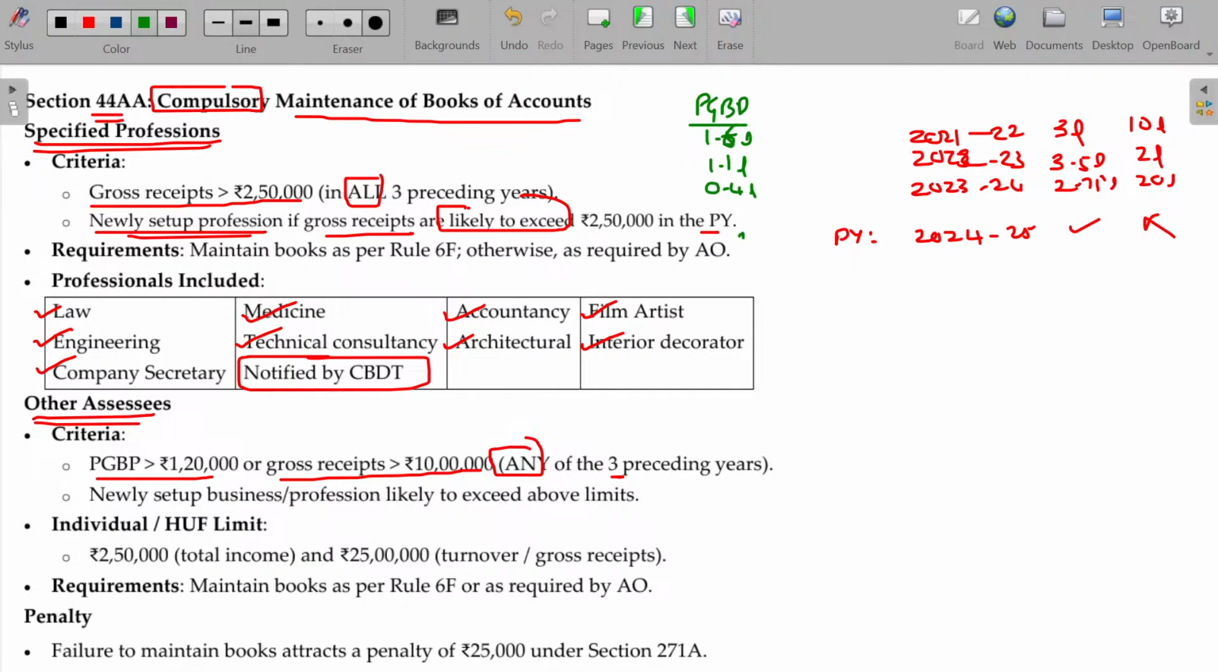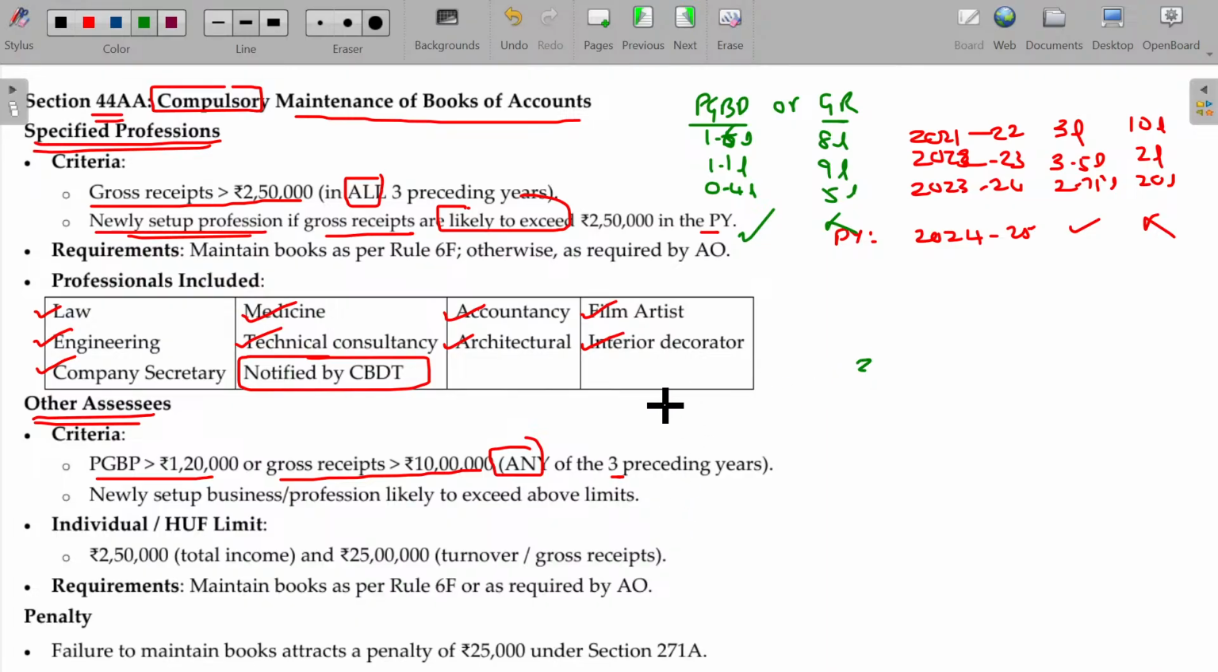Do they have to maintain the books of accounts? Yes sir. If in any one of the three preceding years the PGBP crossed 120, then they have to maintain the books of accounts. Or their gross receipts. Here it is 8 lakhs, here 9 lakhs, here 5 lakhs. What about this scenario, sir? Not required. Clear? Hope now you'll be able to understand.